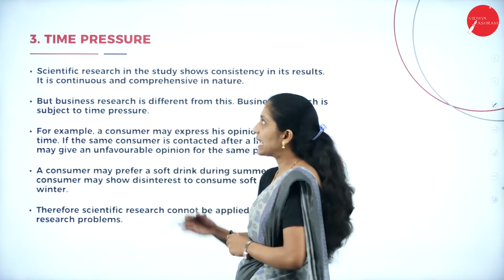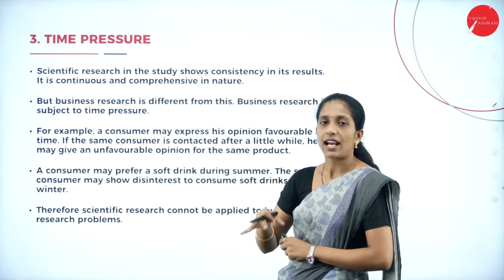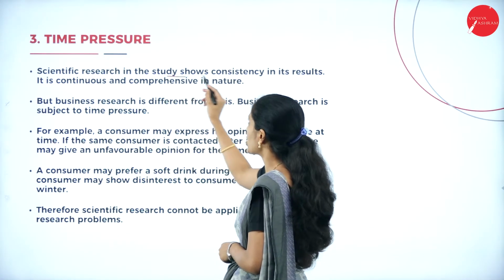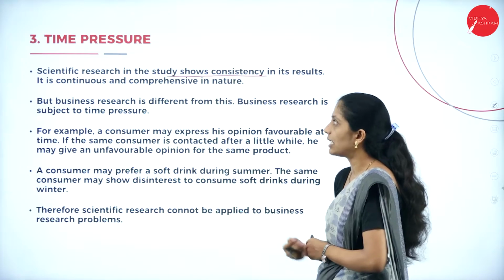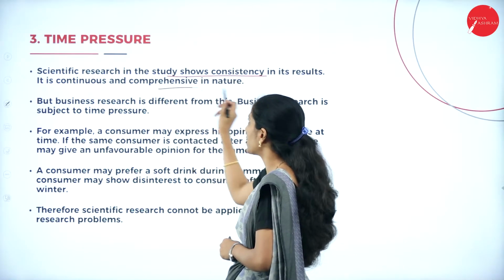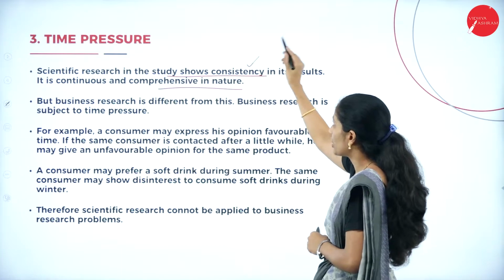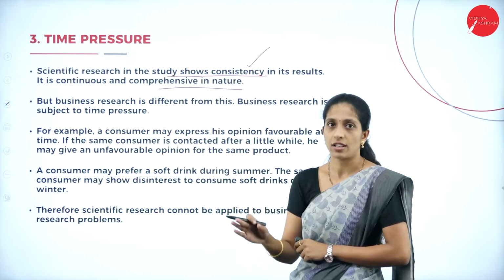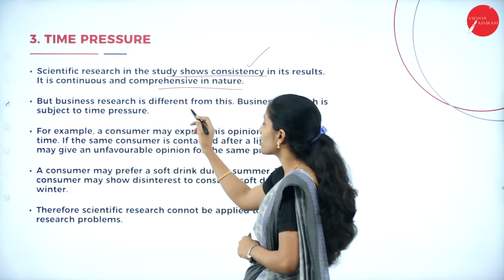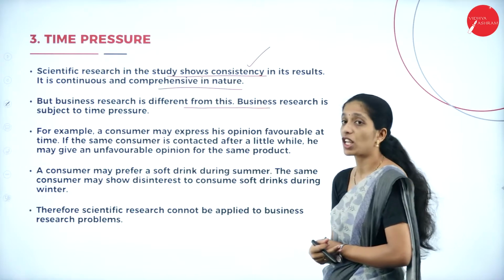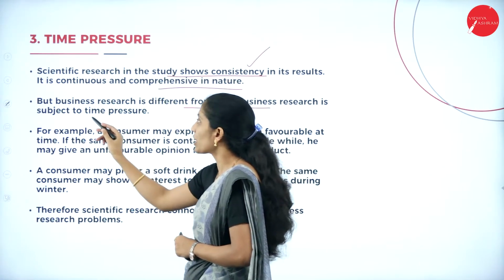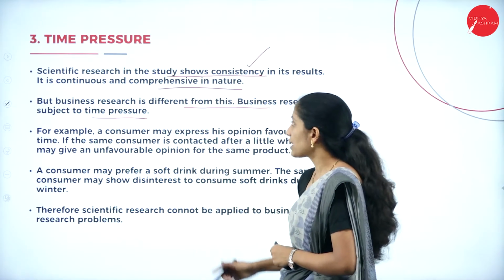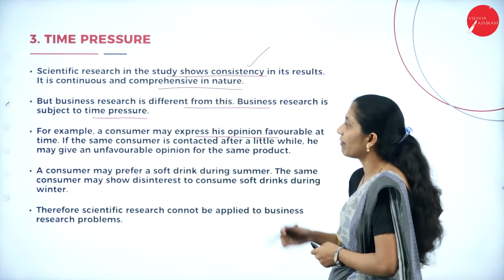The third limitation is time pressure. If you take time also, there are certain limitations in business research. Scientific research shows consistency in its results and is continuous and comprehensive in nature, so the result obtained under scientific research is consistent and will not change. But business research is different; it is subject to time pressure. The time requirement under business research is more than that of scientific research. For example, a consumer may express his opinion favorably at one time.